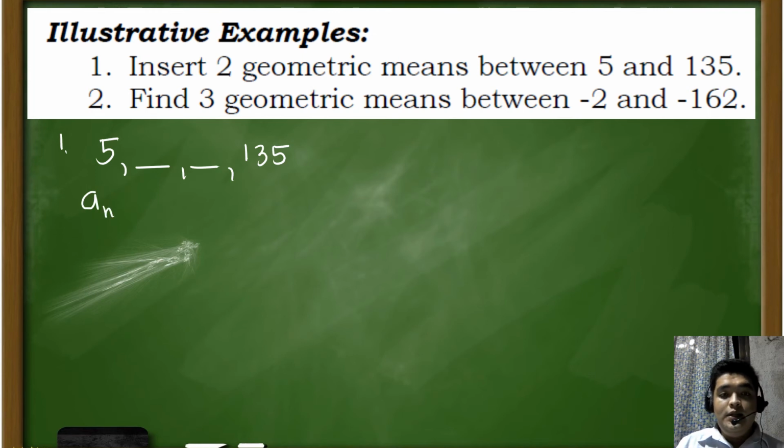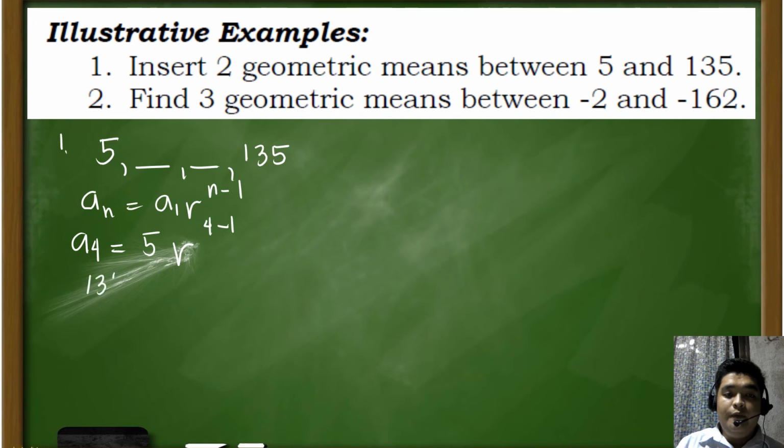a sub n equals a sub 1 r to the power of n minus 1. How many terms? 1, 2, 3, 4. So that is a sub 4, right? A sub 1, our first term, is 5. R is unknown. There are 4 terms, so that is 4 minus 1. A sub 4, or the last term, is 135. So that is 5 r to the power of 3.